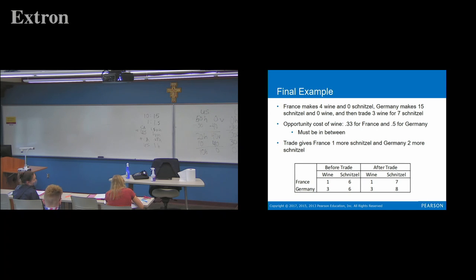When they do that, Germany produces 15 units and they trade 7, so that leaves them with 8 units themselves. And then France, having 0 units of schnitzel, ends up with 7 schnitzel. France trades the 3 units of wine to Germany, so they drop from 4 to 1. Germany goes from 0 to 3. Germany ends up with 2 more schnitzels. France ends up with 2 more schnitzels. So they both end up making themselves better off through this trade.